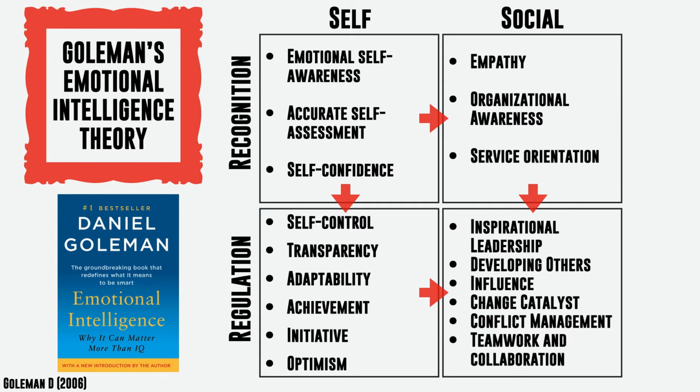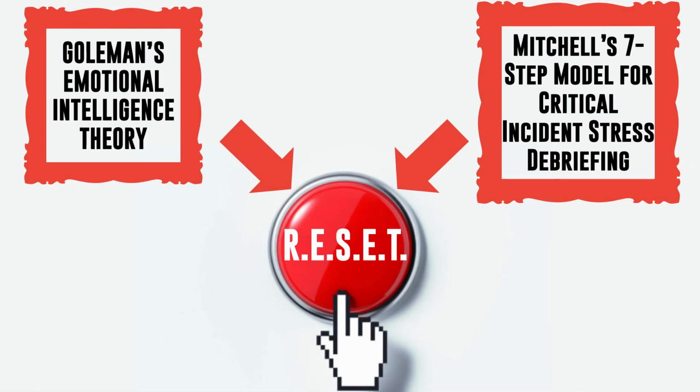But this is the framework that provided some of those middle letters of the R.E.S.E.T mnemonic that stand for emotional self-awareness, self-debrief, and empathy towards others' emotions. Let's talk a little bit more about the second framework that really went into the basis of the R.E.S.E.T mnemonic for being an effective and efficient hot debriefing leader: Mitchell's 7-step model for critical incident stress debriefing.